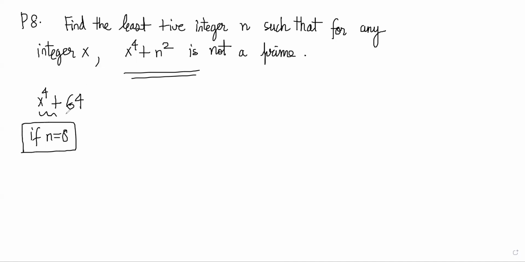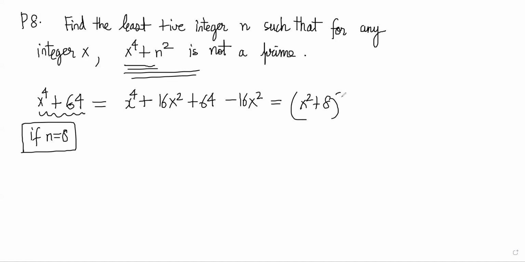If n is equal to 8, let's think of this number, x power 4 plus n square. What you will get is x power 4 plus 64, which you can write like this. X power 4 plus, you will add and subtract a middle term here in order to make a perfect square. So this is 8 square and this is x square. So the middle term will be 2 into 8 into x square, so it is 16x square. So plus 64 and then you subtract the 16x square. And so this becomes x square plus 8 whole square minus 4x whole square.